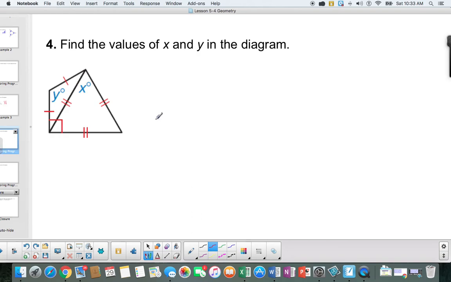All right, in this one, we're going to see that I have an equilateral triangle, so that means I know all these angles are 60. And why don't you stop the screencast and see if you can figure out all of these answers.